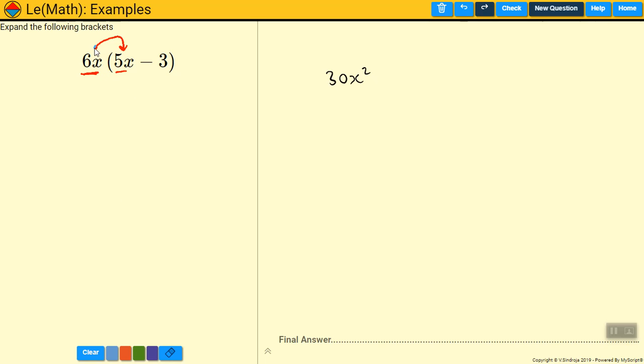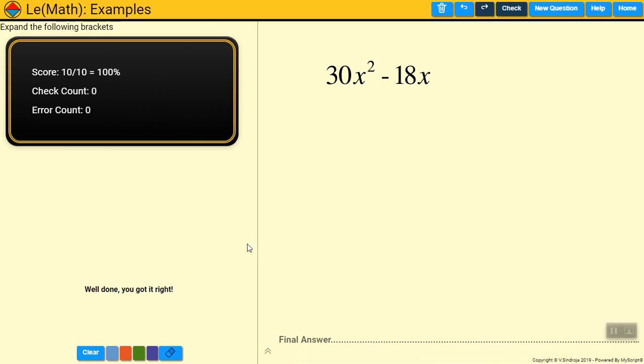Now we multiply the 6x with the last term, but it's a minus, so it's really 6x times minus 3. Well, what's 3 times 6? It's 18, so minus 3 times 6x is minus 18x. So this is the expanded version of that. Both of these expressions are equivalent. I really should write that on the answer line, but it's only one thing, so the computer's going to recognize it anyway. But this is the answer. This is the expanded version of that question. So if we check that, that's right.